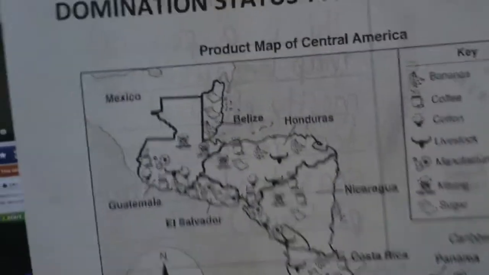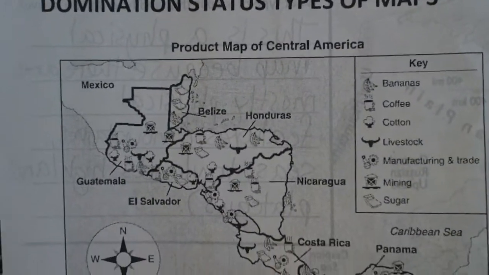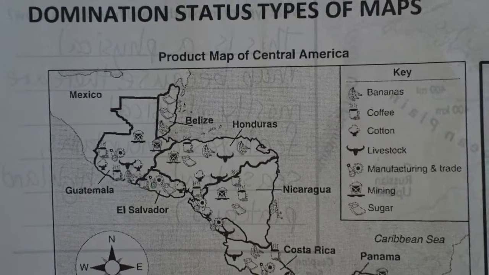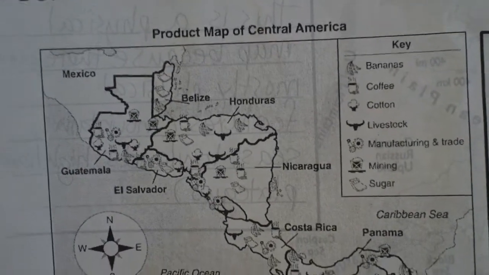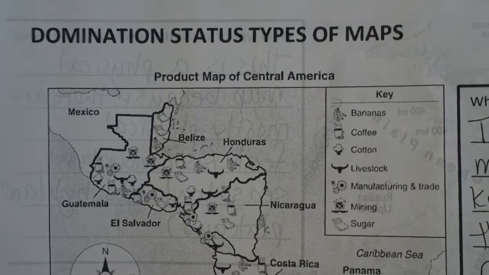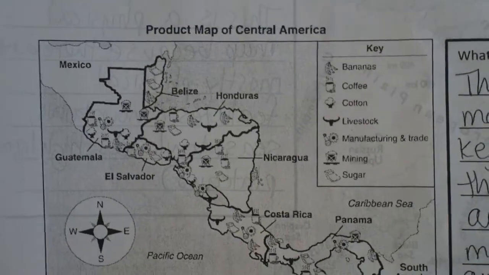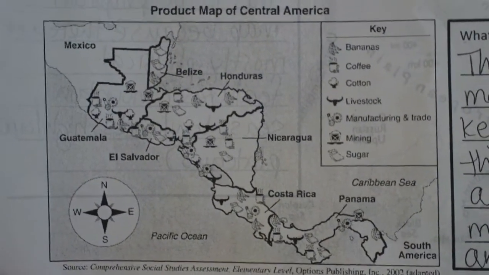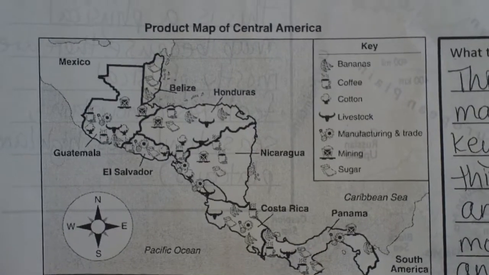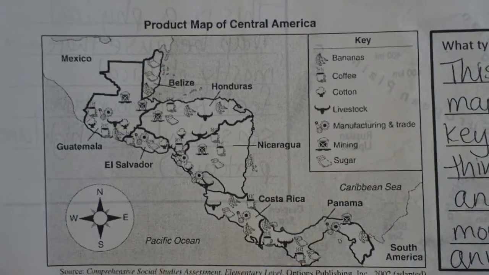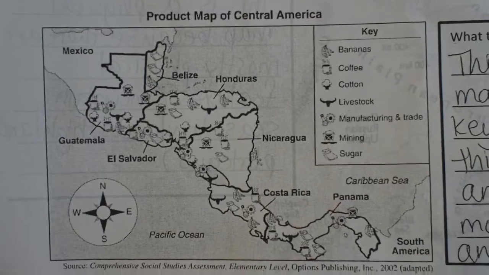So when you're looking at different types of maps, what you want to do first of all is look at three things. You want to look at the title, you want to look at the legend or the key, and you want to look at the map itself. So here, if I'm looking at a product map of Central America, I'm noticing right away that "product map" is going to give me a hint as to the type of map it is. Product is the same as a resource or something I can buy and sell.